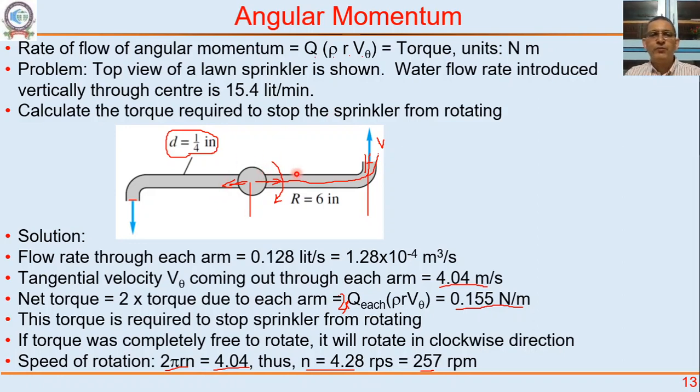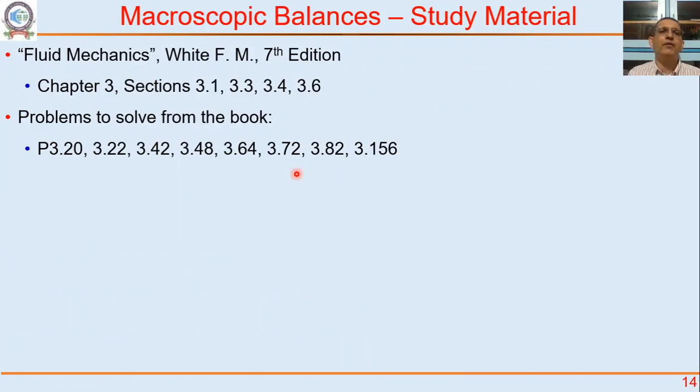So that's what we wanted to do in this part of the course, macroscopic balances. That's the second part of the course. The study material for this is in Fluid Mechanics, 7th edition, Frank White. We are on chapter 3. We have done sections 3.1, 3.3, 3.4, 3.6. We have skipped some sections in the middle because they are not directly relevant to us. There is a section on the Reynolds transport theorem. We are not going to do that just now. And then there is a section on the Bernoulli equation without friction. Let's not do that. We will straight away do it with friction.